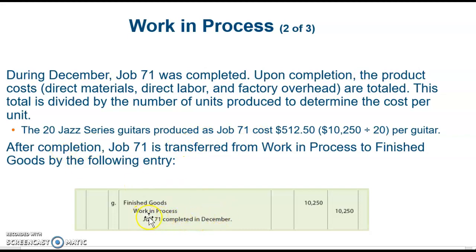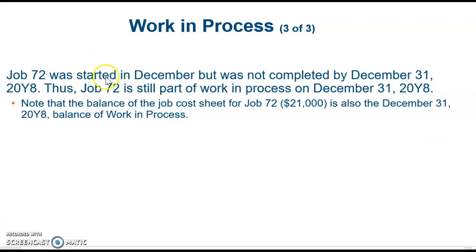Okay, so I'm going to take it out of WIP. To take it out of WIP, it was an original debit, so you're going to credit it by the amount and put it into finished goods. So it's just going out of one inventory account and into another. Now it says job 72 was started in December, but it's not complete yet. So this job is going to stay in WIP.